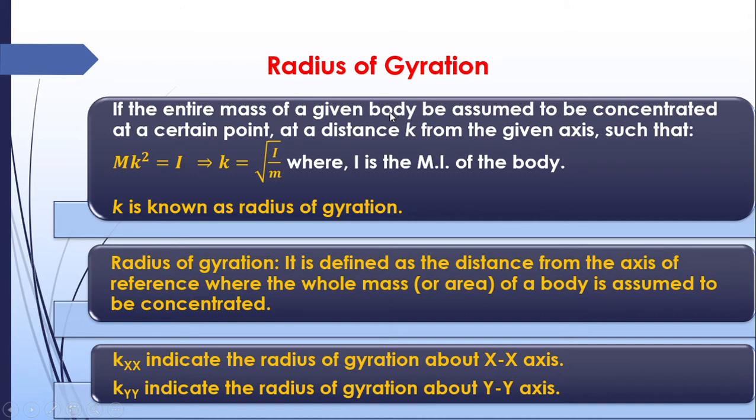So it can be either kxx or kyy, because we can take moment of inertia along the xx axis, along the yy axis, even along the zz axis also. When we are taking kxx, the radius of gyration is about the xx axis. When we are taking kyy, the radius of gyration is about the yy axis. So we will see all these things while doing problems. No need of worrying about the discussions and all.